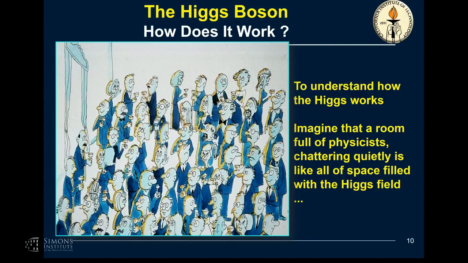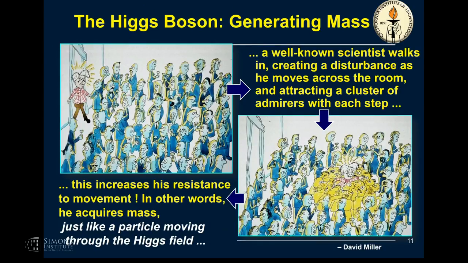And imagine you can represent them by all these people, a room full of physicists at a cocktail party, and they're kind of moving around and in this picture talking to each other, like all of space filled with the Higgs field. And then if a well-known scientist, say Albert Einstein, walks in, they all cluster around him. So the Higgs field clusters around a particle, and he becomes very massive, and he can hardly move. And so this resistance to movement is somehow analogous to how particles acquire mass.